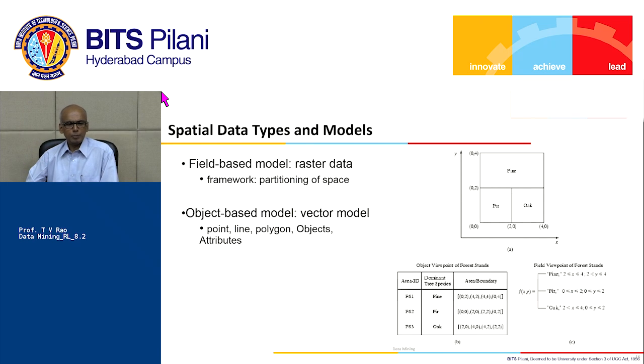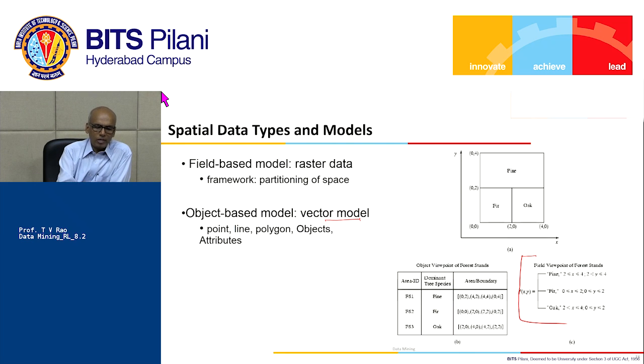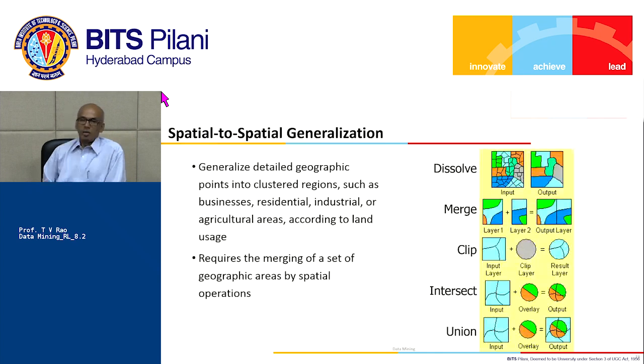And we can represent the spatial data in the form of, for example, here we are doing a partitioning of the space using data which is representing, let's say, these three types of forest: pine forest, fir forest, and oak forest. We are saying each one of them we are representing using the x and y. So essentially each one is represented as a function of x and y. But we may have an object-based model where each element is represented as a vector. So it can be a point or a line or polygon or any other attribute which we represent in the form of a vector.